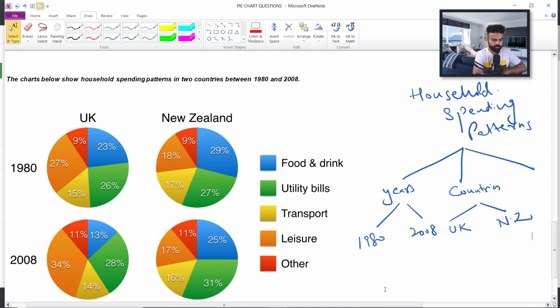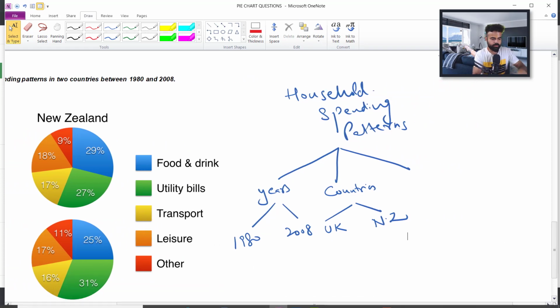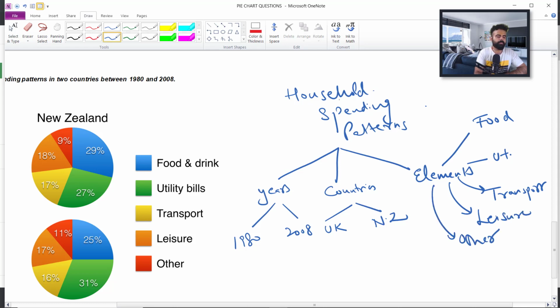Okay, and then we have got different elements. Let me just write down here. So you have got food. For your reference, you can write one word also, utility, like this. Transport, leisure, and then other. Now you know these elements are being compared over these attributes.